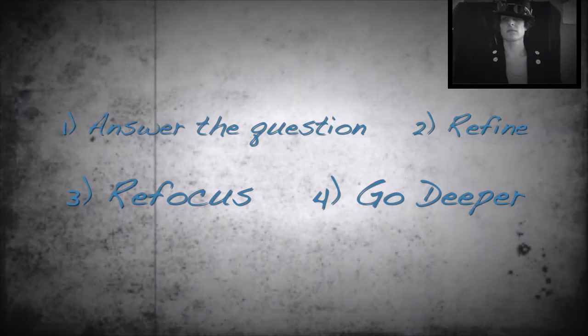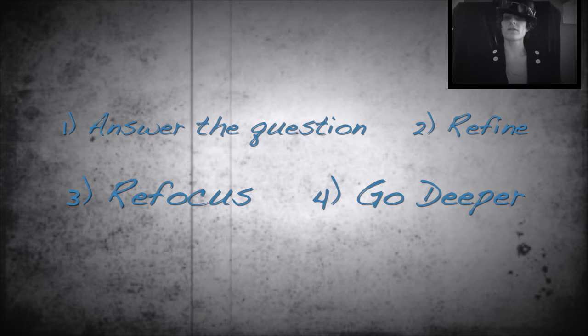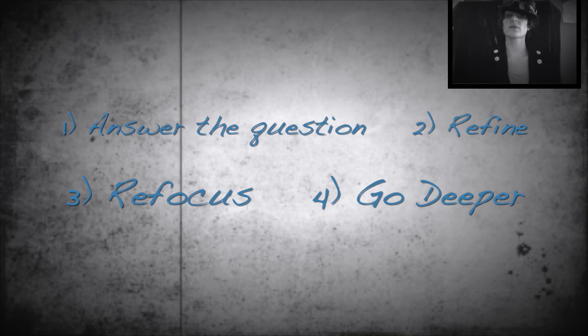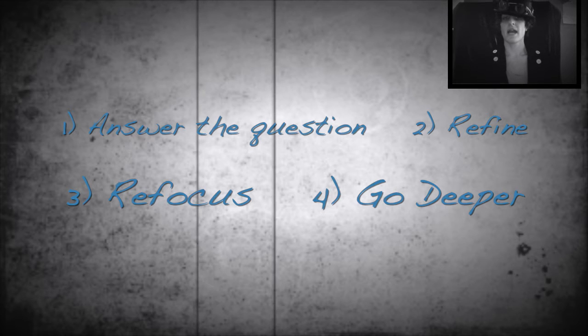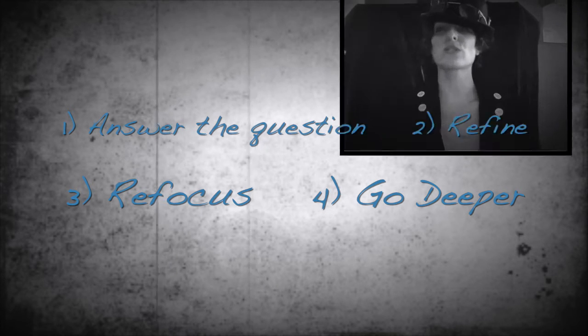Let's summarize the steps to writing the killer thesis. Number 1, answer your question. Number 2, refine your answer. Number 3, refocus with examples. And number 4, if you can get there, and I know you can do it, go deeper with more analysis.